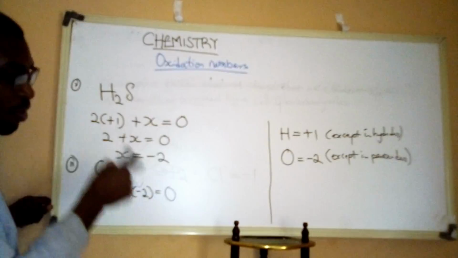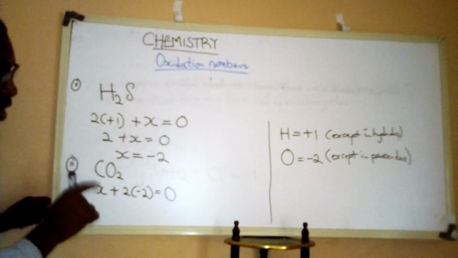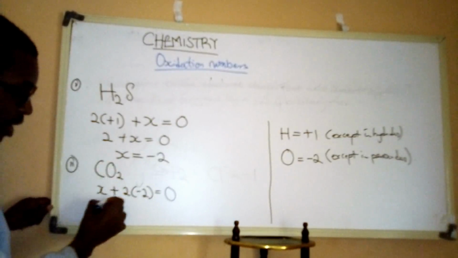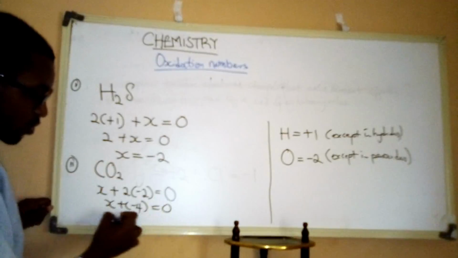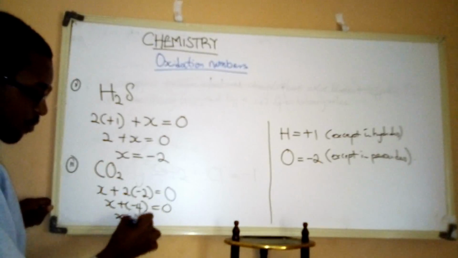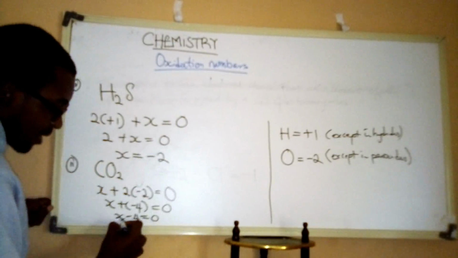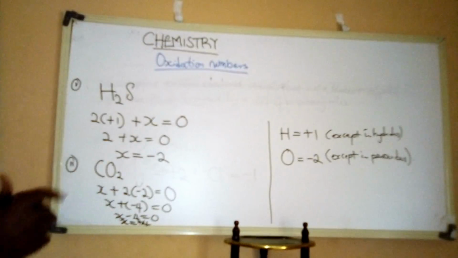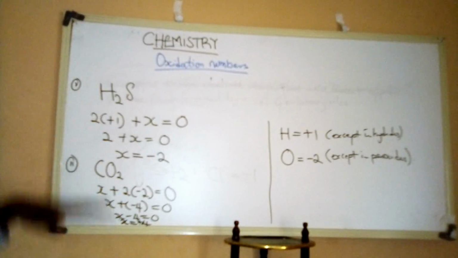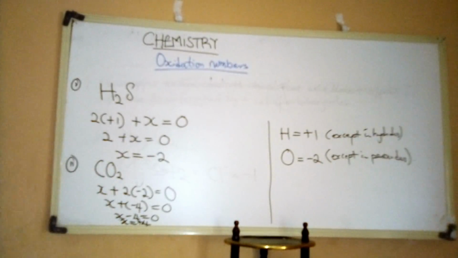Remember, it is 0 because it's a compound, and the algebraic sum of oxidation numbers of a compound is equated to 0. And this would be X plus -4 equals 0, and therefore X minus 4 equals 0. Hence, you will have it that X equals +4, and this is why it is called carbon dioxide. The oxidation number of carbon here is +4.